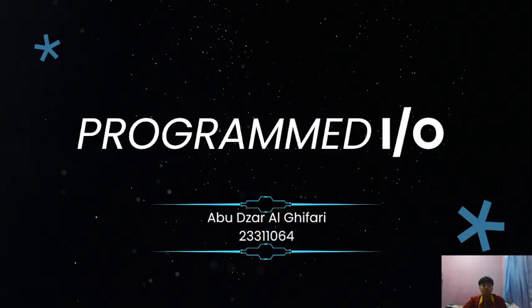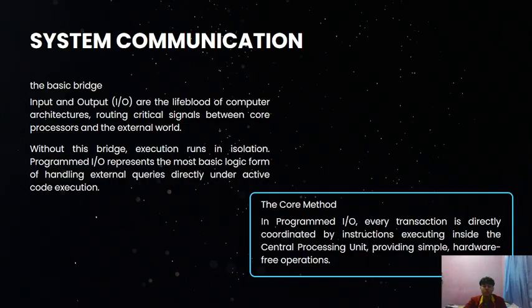Programmed I/O is the fundamental method by which a computer communicates with external devices, such as a keyboard, printer, and storage device. System communication. It connects the CPU with external devices. Programmed I/O is the simplest communication method. The CPU directly controls the operation.